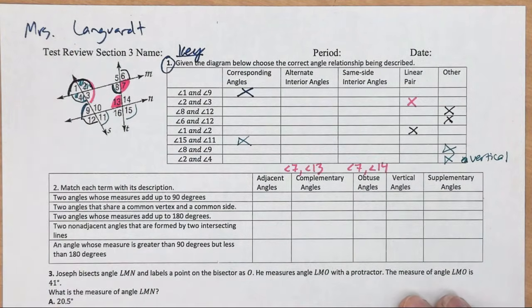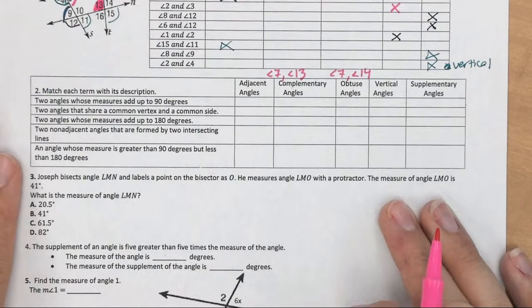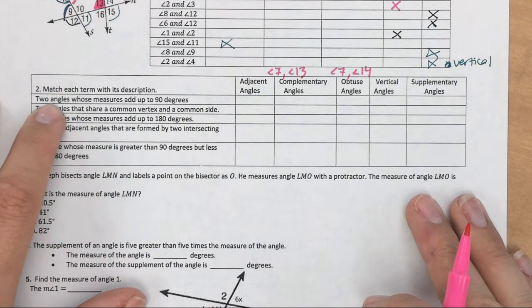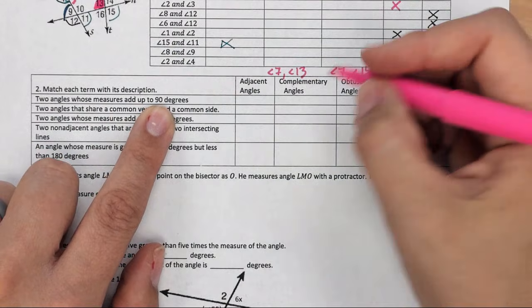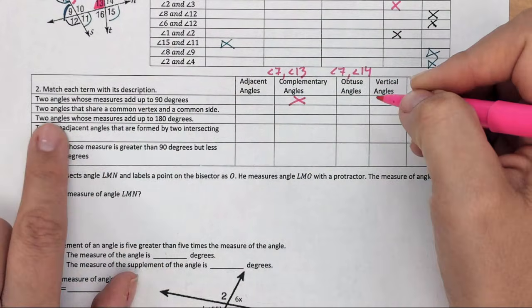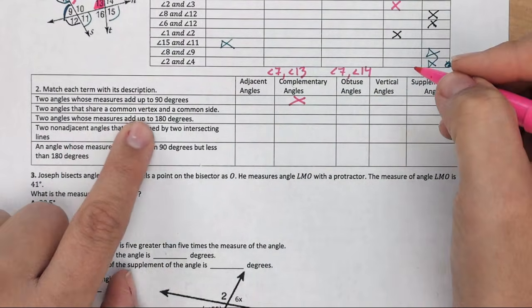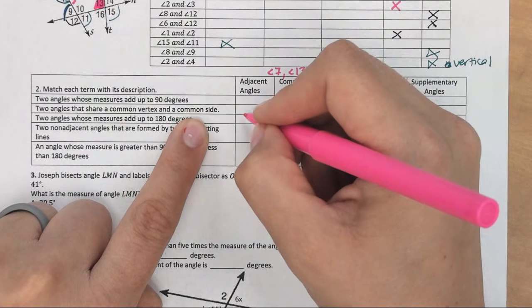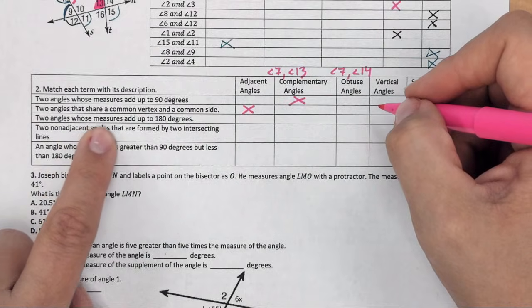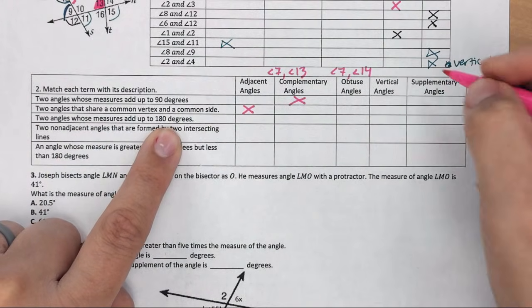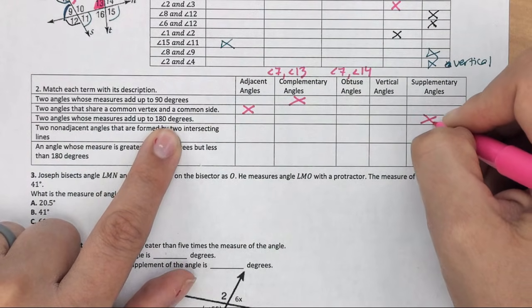Okay. All right, if we keep rolling here, number 2, match each term with its description. 2 angles whose measures add up to 90 degrees. That'd be complementary. 2 angles that share a common vertex and a common side. Adjacent, right next to each other. 2 angles whose measures add up to 180 degrees, supplementary.